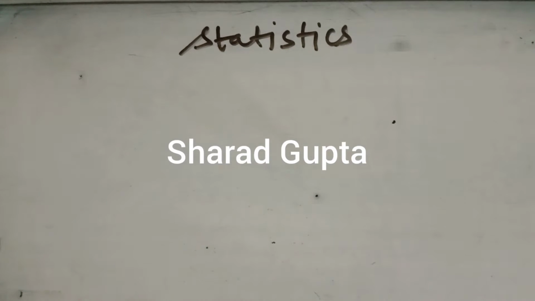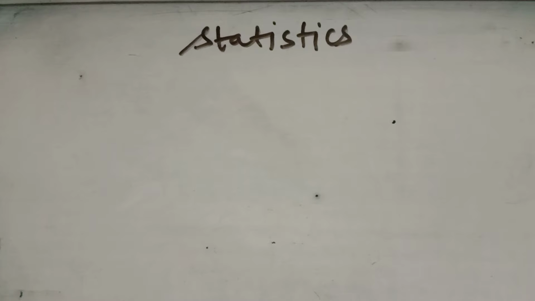Hello, this is lecture number 1 for the chapter Statistics for class 11th. In this chapter we will discuss how to find the dispersion, the range, the mean deviation about the mean and the mean deviation about the median for ungrouped data as well as for grouped data. We will also discuss how to find the variance and the standard deviation.